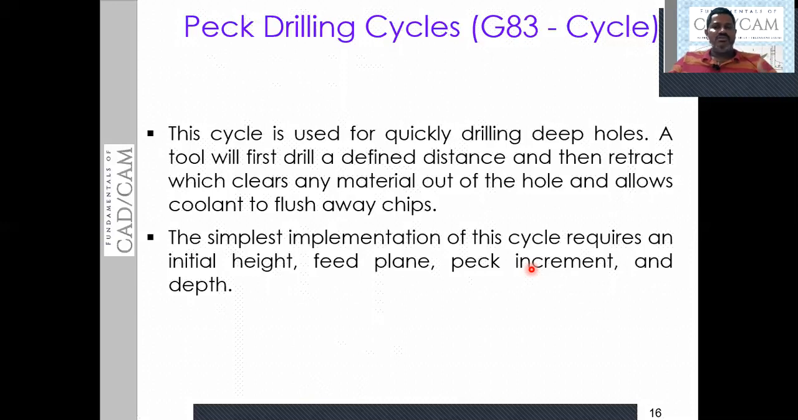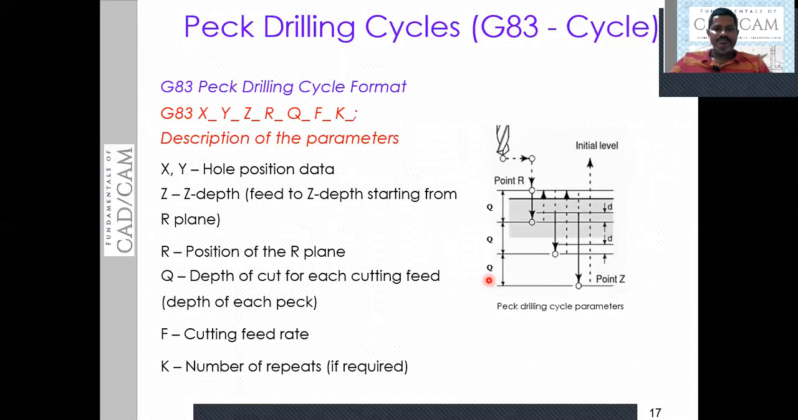In the second pass, what will be the depth of cut? That also we need to provide. Then the Peck increment is different and the depth of cut is different. So that we will see with the figure.